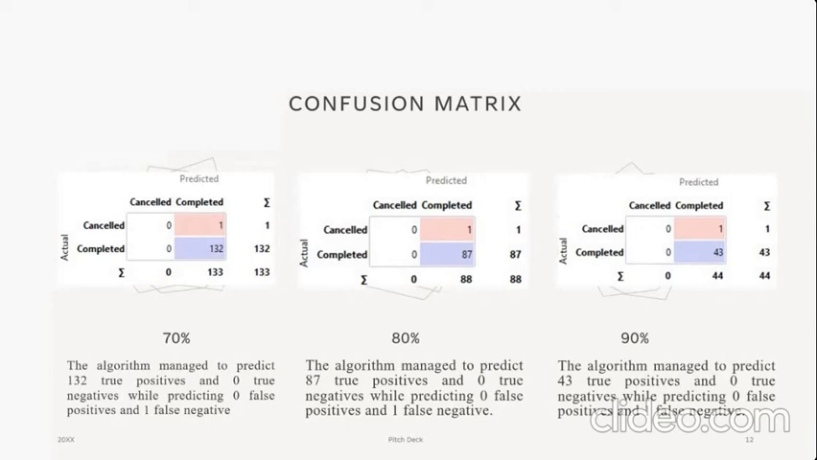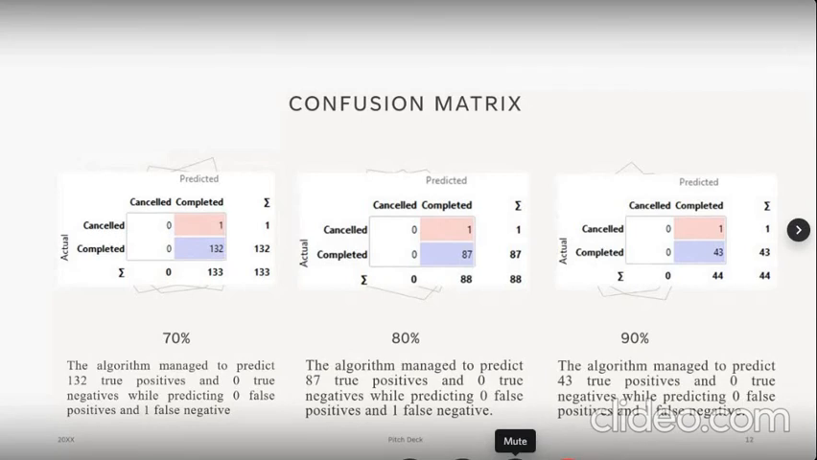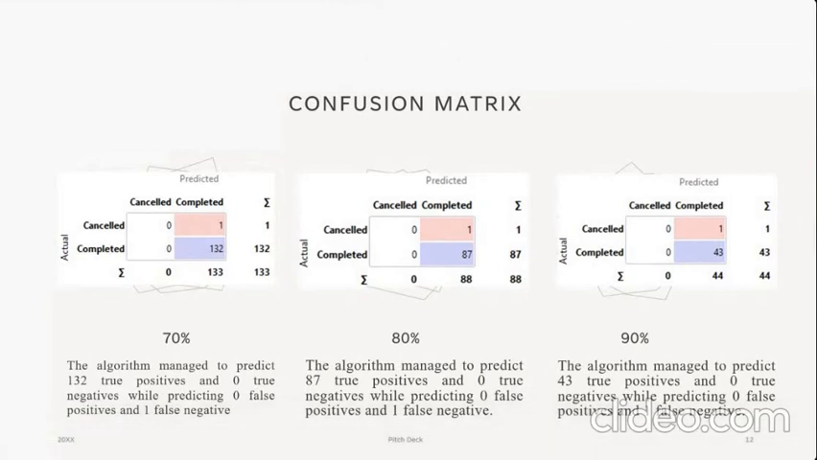For the confusion matrix also we do the sampling with three different training data, which is 70%, 80%, and 90%. For the first, the algorithm managed to predict 132 true positive and 0 true negative while predicting 0 false positive and 1 false negative. And the next one is 87 true positive, 0 true negative, and 0 false positive and 1 false negative. The last one, 90% training data, the algorithm managed to predict 43 true positive, 0 true negative, 0 false positive, and 1 false negative.